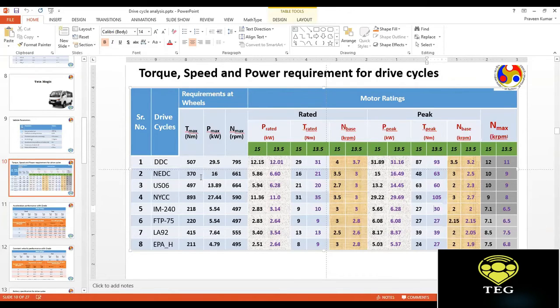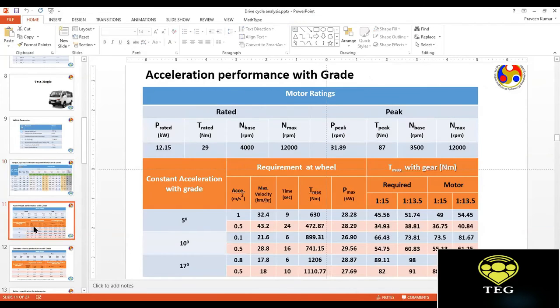This was the requirement of the torques and the power at the wheel and at the motor, and also the rated power of the motor. And this was when we are driving on a flat surface. But usually a vehicle will not drive on a flat surface. So what we do is we also try to see what are the torque and the power requirements once we go up a grade.